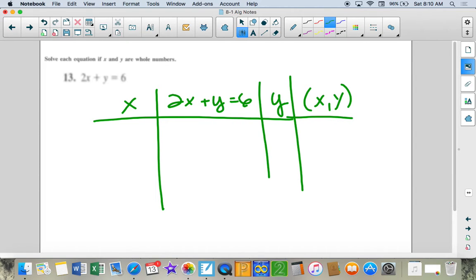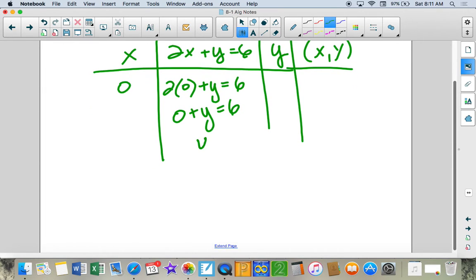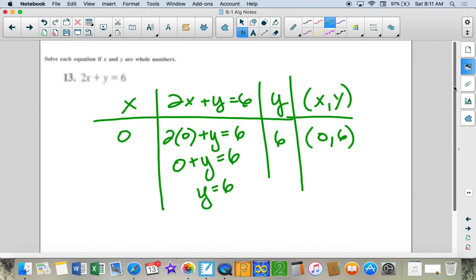You're going to plug in a point. 1's easy, but 0 is the easiest. So we're going to plug 0 in for x and then solve for y. 2 times 0 is 0. 0 plus y is y. So when x is 0, y is 6. So one solution to this equation is (0, 6).